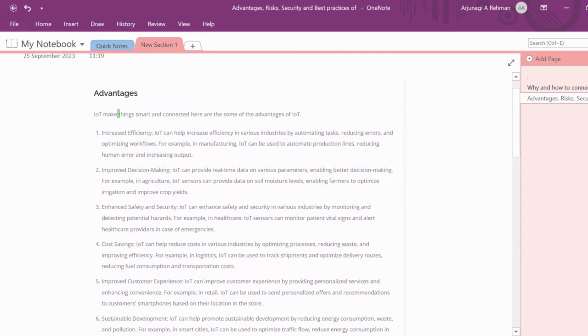So IoT makes things smart and connected. Here are some of the advantages of IoT. So first thing IoT improves is energy efficiency. So it increases the energy efficiency. It can help increase efficiency in various industries by automating tasks, reducing errors, and optimizing workflow.